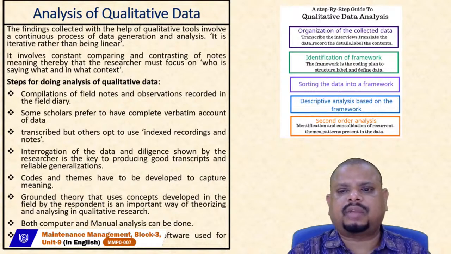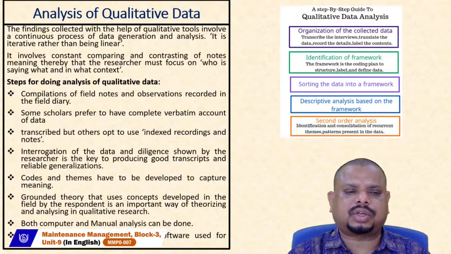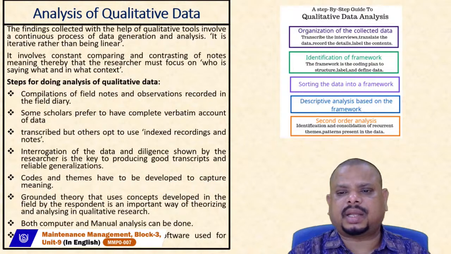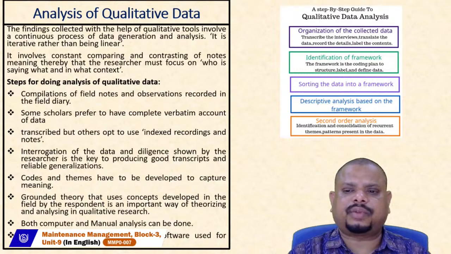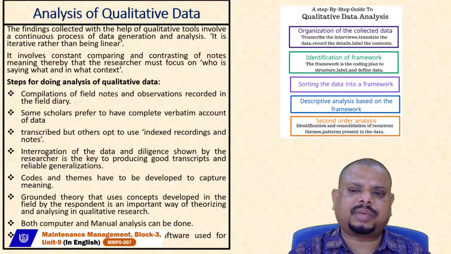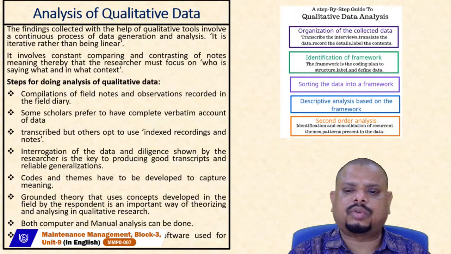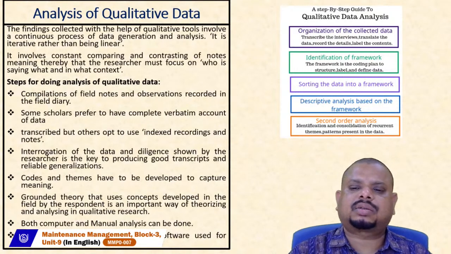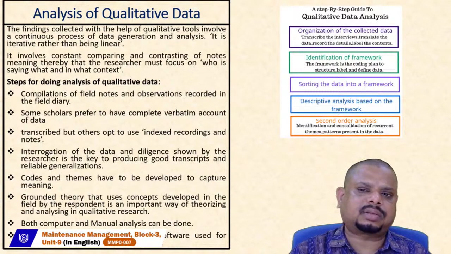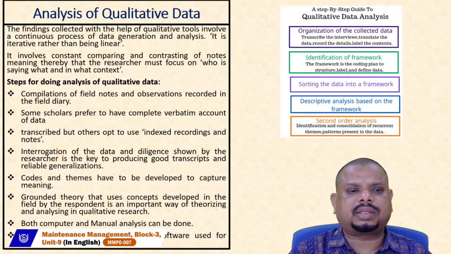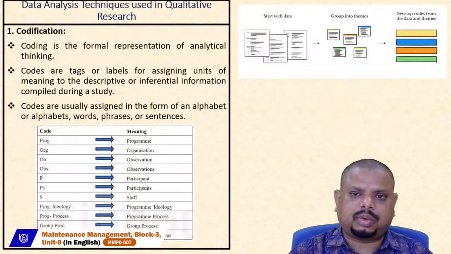In step number two, identification of the framework for your research. This framework is the coding plan that structures, labels, and defines the data sets. Then the next one is categorization, sorting the data into the framework, followed by descriptive analysis based on the framework. And if required, the last step is second-order analysis, which means identification and consolidation of recurring themes and patterns present in the data. So these are the different steps followed in the analysis of qualitative data. Moving to the next one.